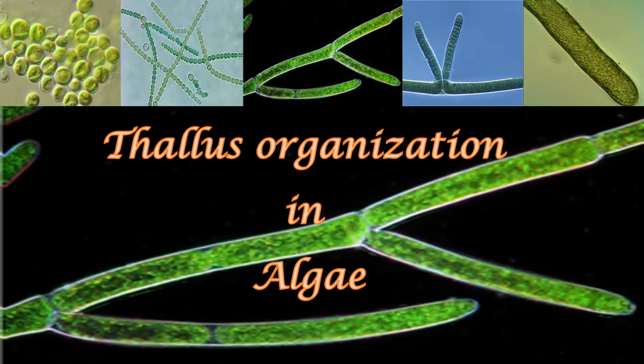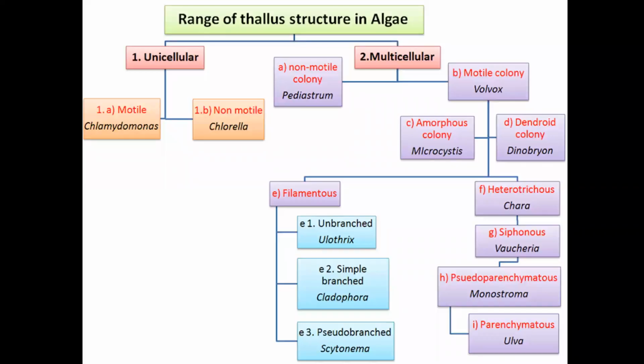The thallus organization seen in different classes of algae shows that there is progressive evolution in their structure from a unicellular simple form to a more complex multicellular form, right? So let's get started. See, this flow chart gives you a vivid idea about the different types of thallus that you get, right?